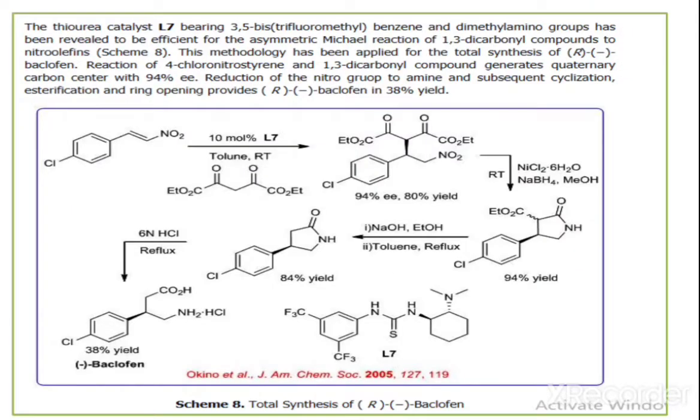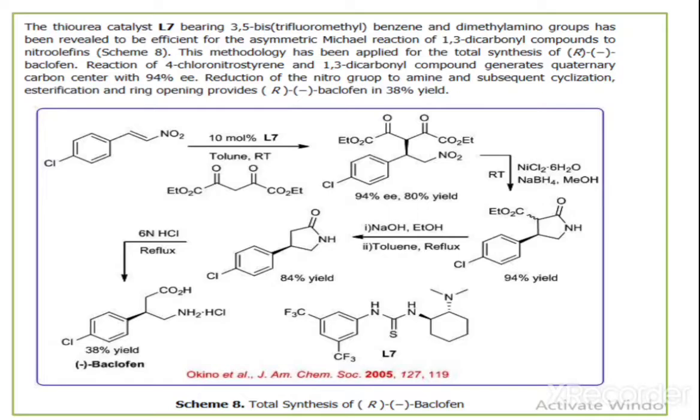Then cyclization and esterification, and here the esterification and ring opening provides the R-baclofen, with NaOH, EtOH, then toluene and reflux. Here we get 84%. Then treatment with HCl, here again the ring will be opened and we get baclofen. That means this is the most important step.